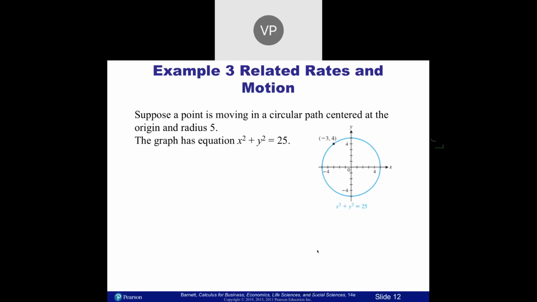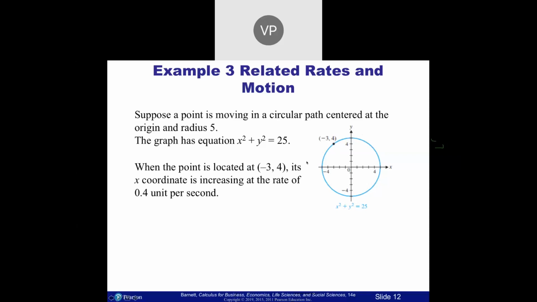Okay, so in this problem, suppose a point is moving in a circular path centered at the origin and radius 5. So there's a circle right here, radius 5. This point is moving around the circle. The graph has an equation of x squared plus y squared equals 25. Now they say when the point is located at (-3, 4). So remember, it's just this point is rolling around the circle, and at this point right here, we freeze. And they tell us that the x-coordinate is increasing at a rate of 0.4 units per second.